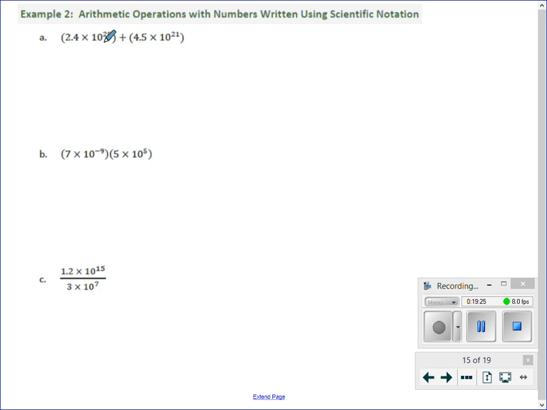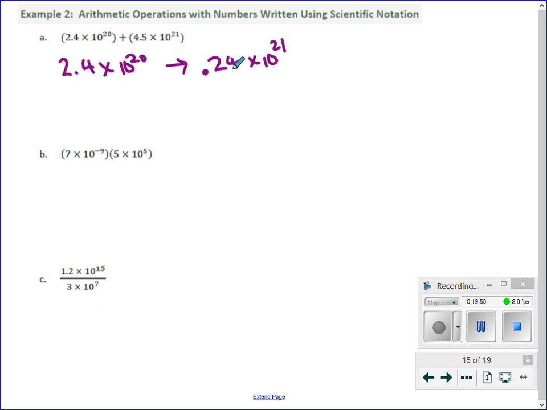So adding is the same thing. We want to get the same exponent. This is 20 and this is 21. So I'm going to change the first one, times 10 to the 20. I'm going to change it to 10 to the 21. So if I want to add, I move it left 1. So I get 0.24 times 10 to the 21.